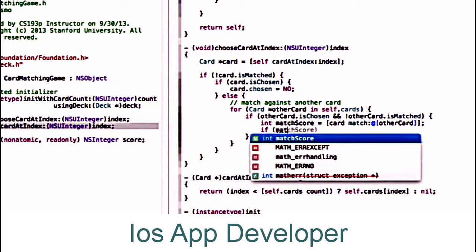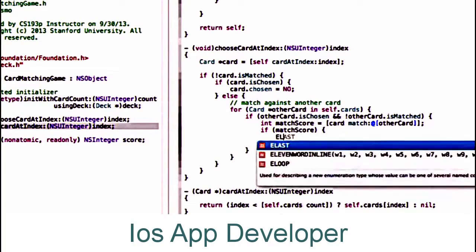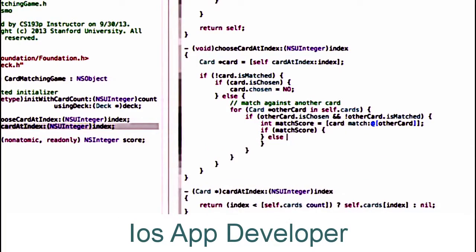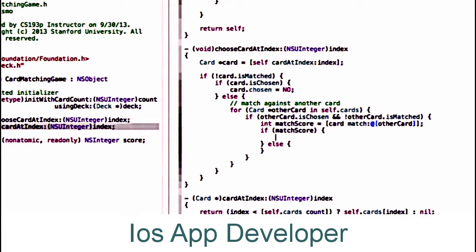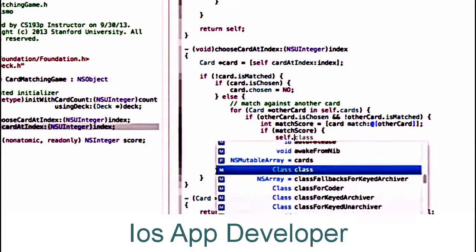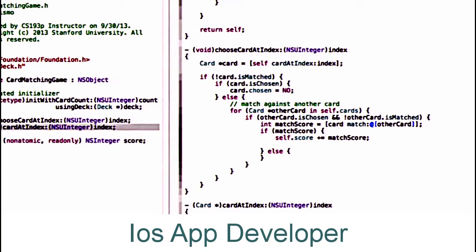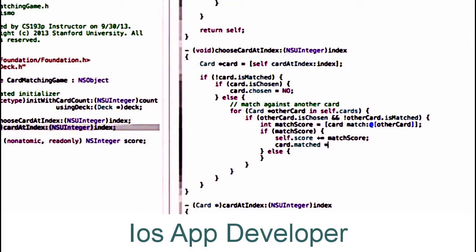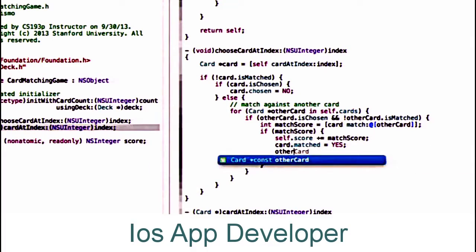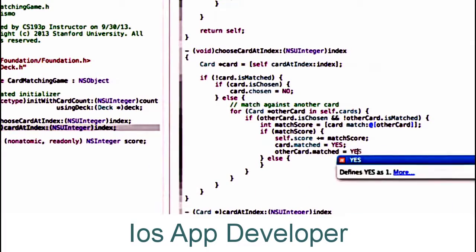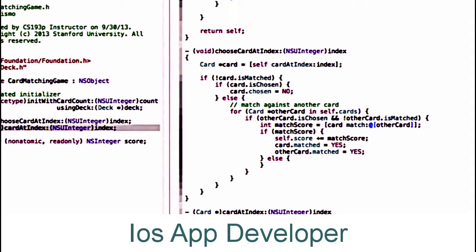All right, so what if it is a match or it's not a match? We have to deal with both of those cases. In the case that it is a match, let's give ourselves that score. Both these cards matched, so let's mark them both as matched. We're going to say card.matched equals yes, and other card.matched equals yes. So they're matched, they're out of the game, we got some points.